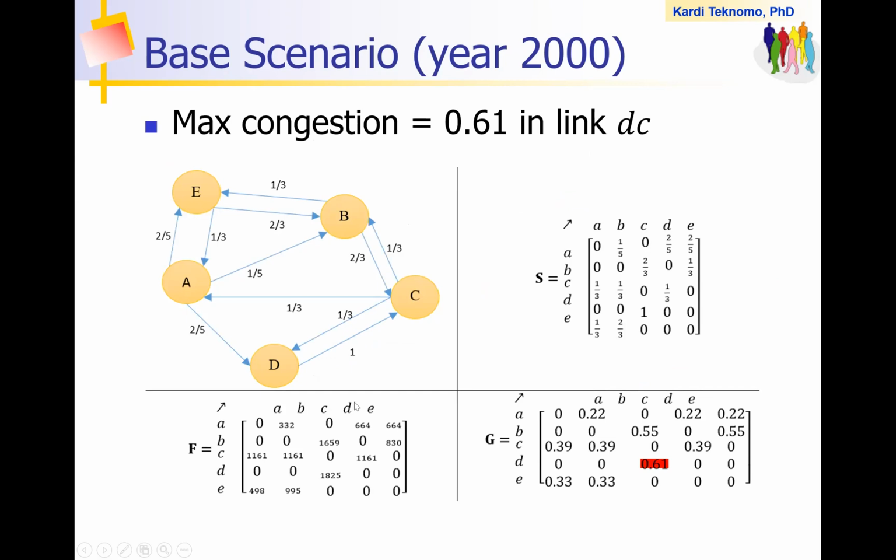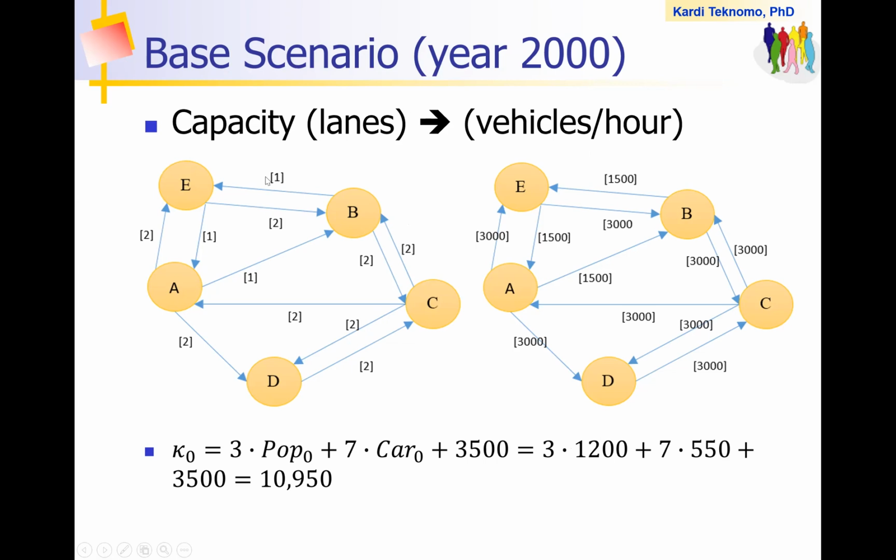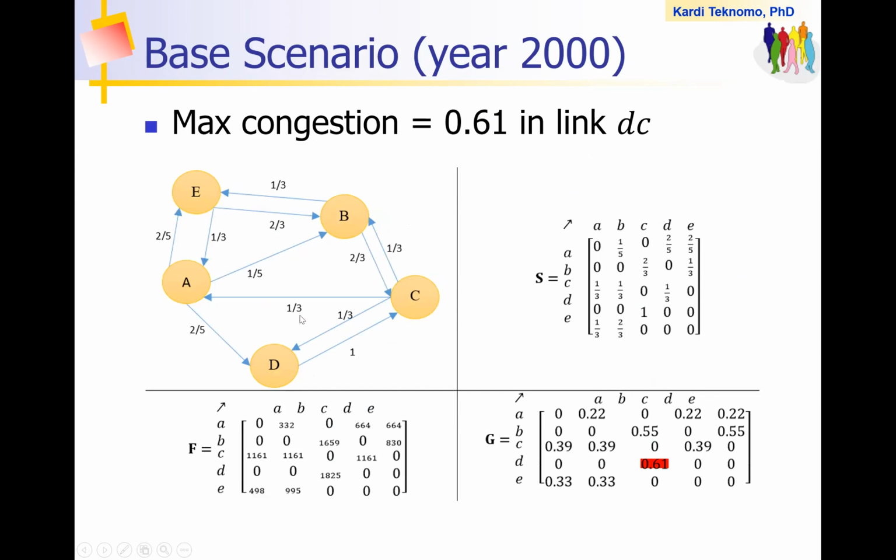Now you get the maximum congestion based on that year 2000. You get it from this. You see here is 2, and then this is 1. That means you have 2/3 and 1/3. This is the stochastic matrix. You can easily compute, and then you can get the flow matrix based on this, and then you get the congestion matrix. Let's get the maximum congestion. Where? In DC, which is 0.61. You can practice later. So in the year 2000, the maximum congestion was 0.61, and we know where, which is in link DC.